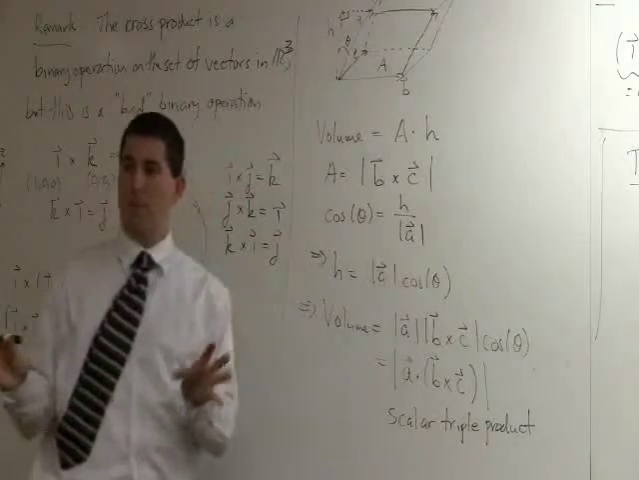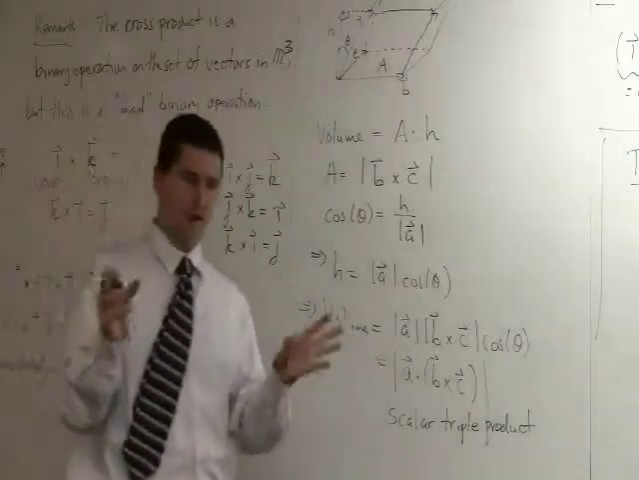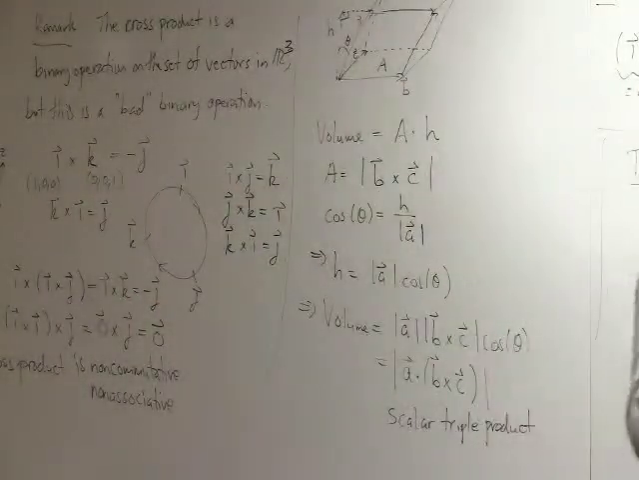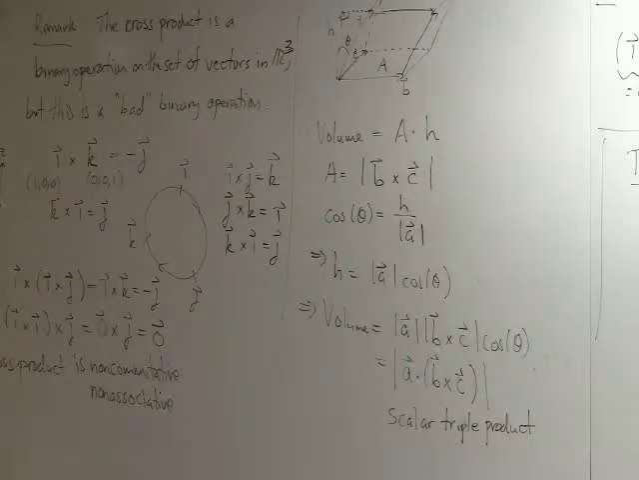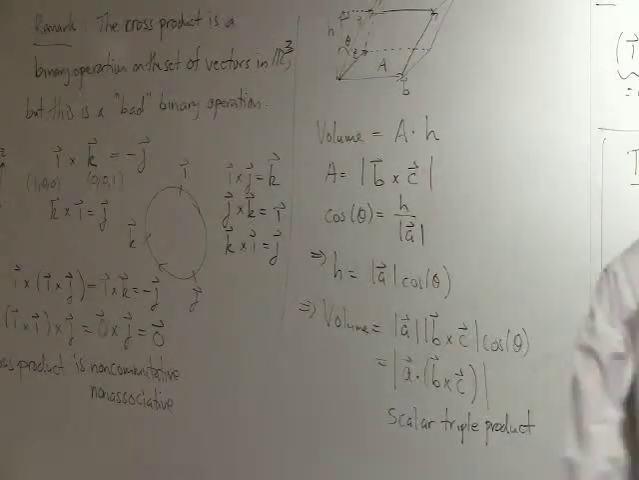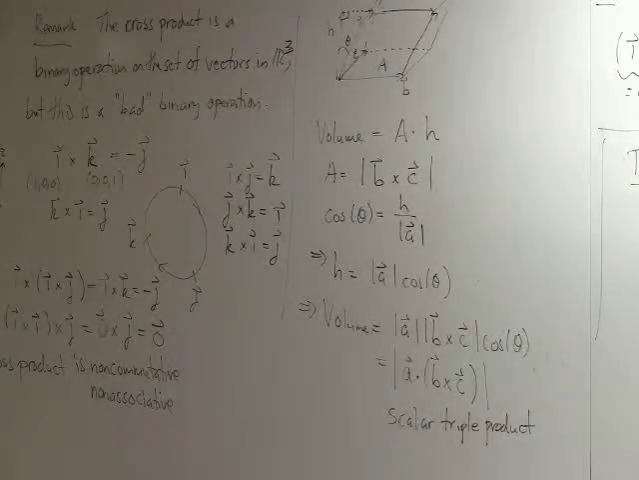So if you have a parallelepiped given by vectors A, B, and C, then the volume of that parallelepiped is just given by the norm of the scalar triple product. So this is quite nice. You didn't need a triple integral to compute it. So it's already quite good.